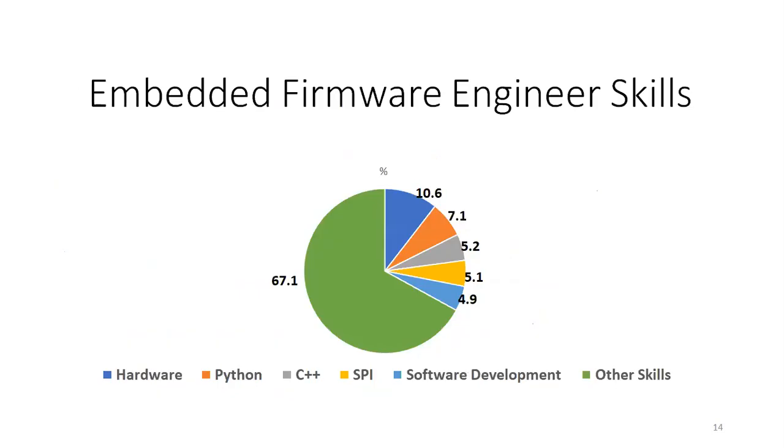Embedded firmware engineer skills: various skills are needed, out of which hardware occupies around 10.6%, Python around 7.1%, C++ around 5.2%, SPI around 5.1%, and software development 4.9%, and other skills about 67.1%. We will see in some detail what is done in each one of these skills.